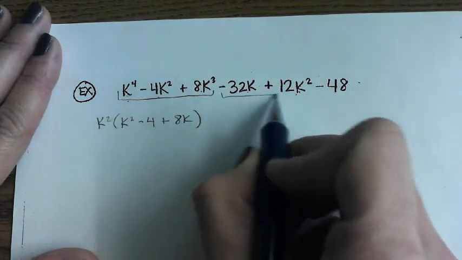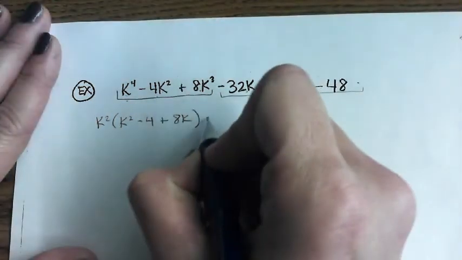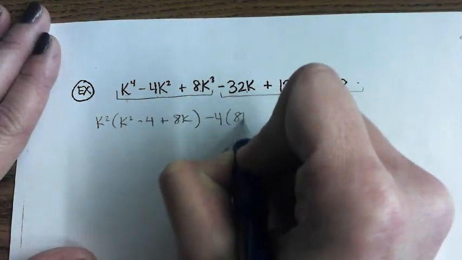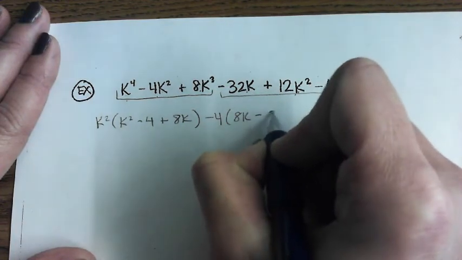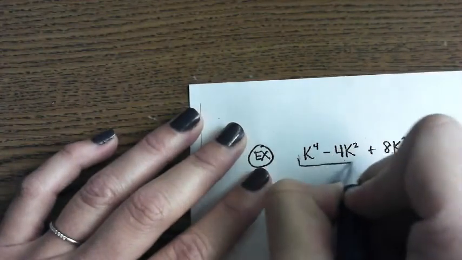What's the GCF here? 12 doesn't go into 32. I think it's just 4. Negative 4. 8k minus 3k squared. Are they matching? Okay. 3 by 3 doesn't work. 2 by 2 by 2. This is going to work.